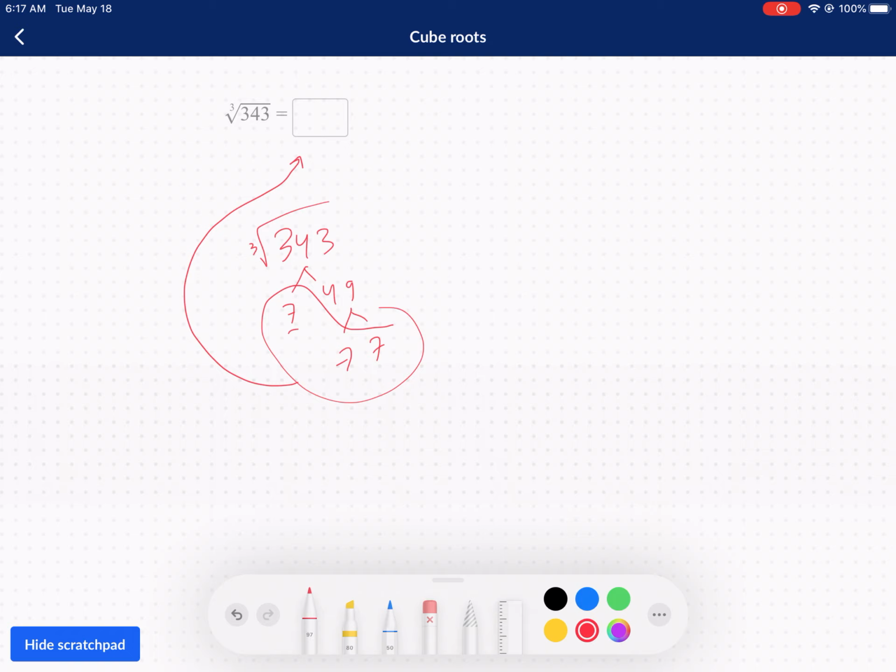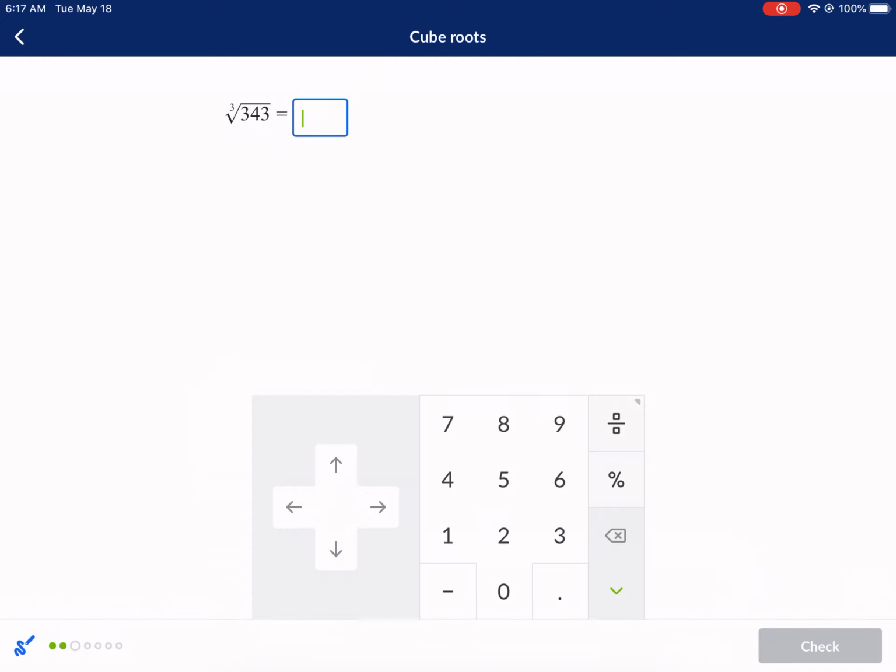I just think, okay, if I have 3, 1 can leave the house, okay? Because if we have a cube root, you have to have 3 to leave the house. So it becomes 7, which leaves the house. There's no more radical because it goes away. You simplify it. So it's just 7 for this.